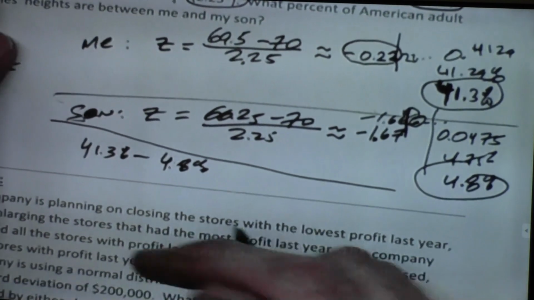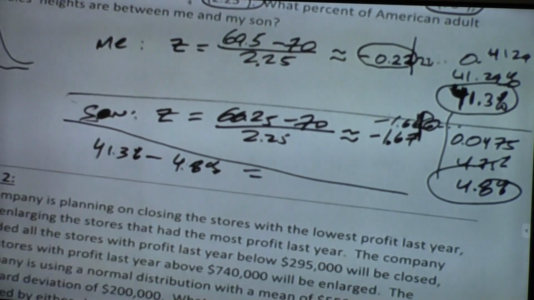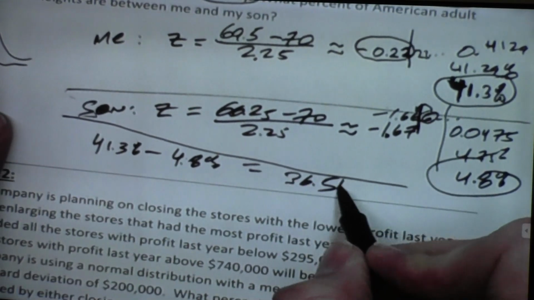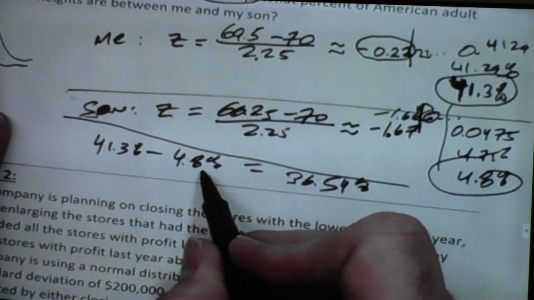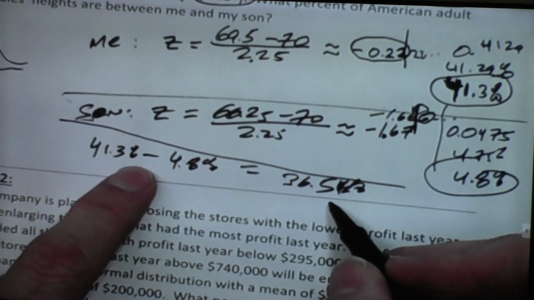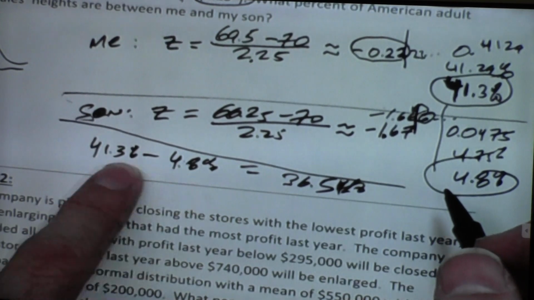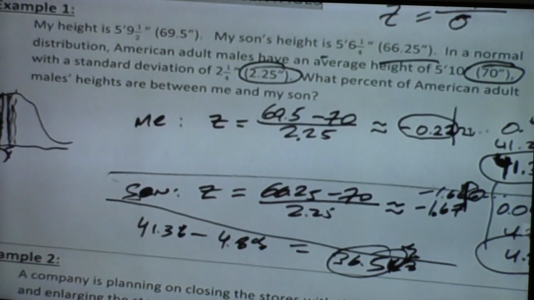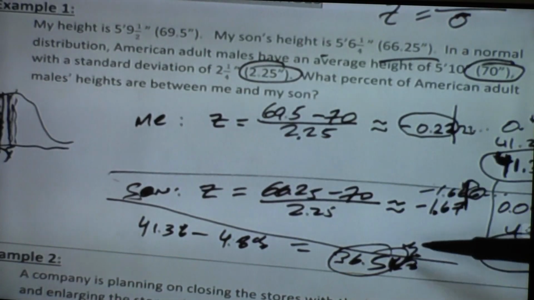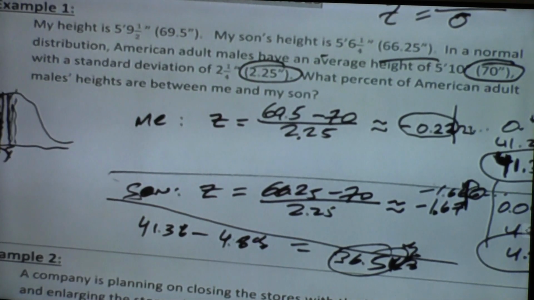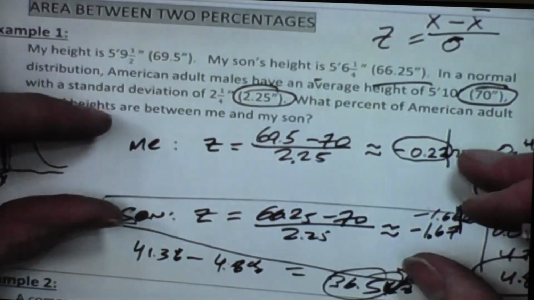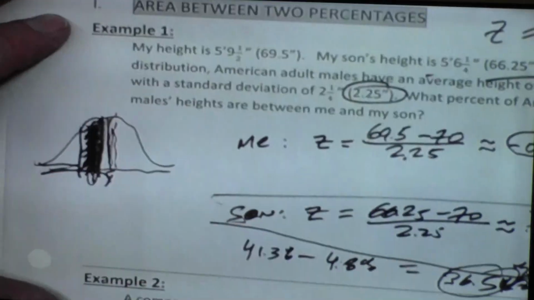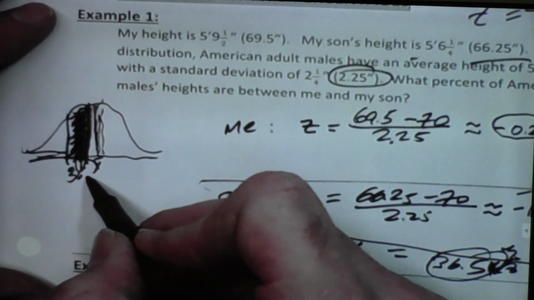Anyway, enough about that. Let's figure out the percentage here. It's 36.54%. Oh, I did the ones. It'd be 36.5, isn't it? 4.8, yep. So it's 36.5%. The math part of this is, when you figure out one and you figure out the other and you subtract them, you get almost 37% of the people in between me and my son, or anybody else who's like this. So this amount here is about 36.5%.